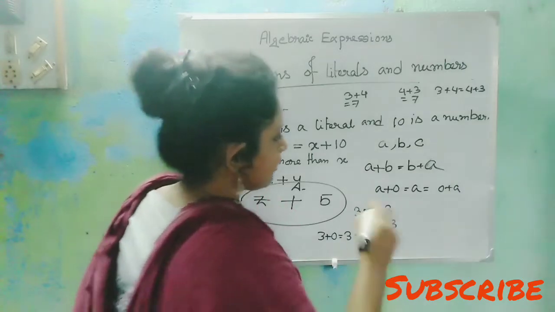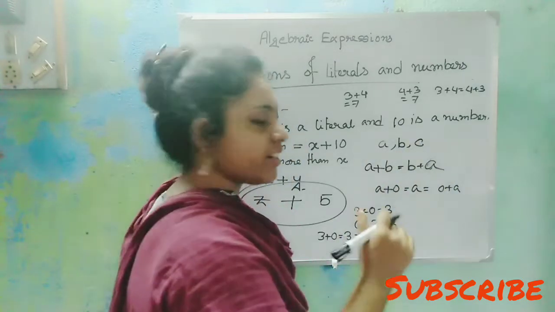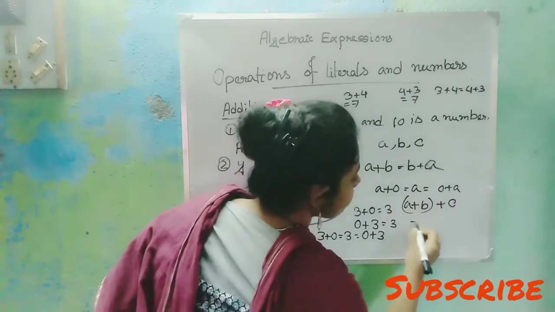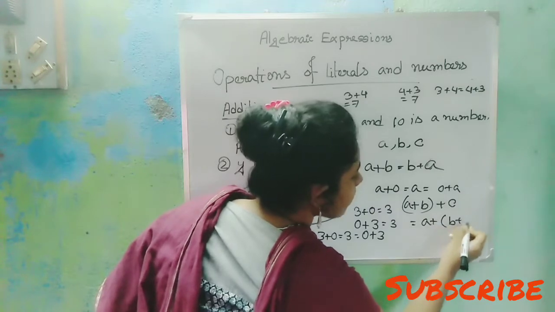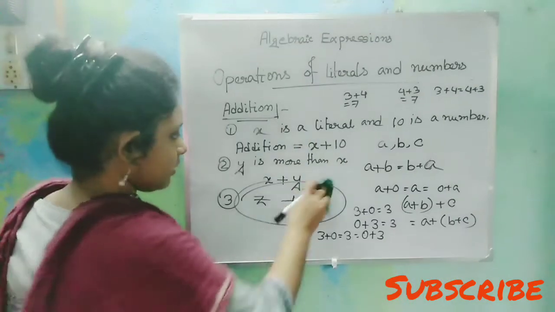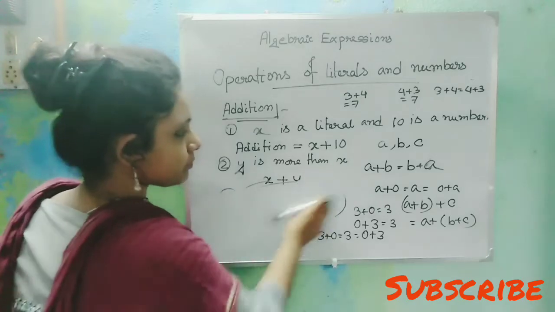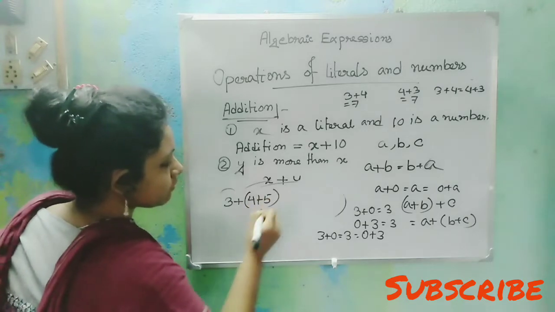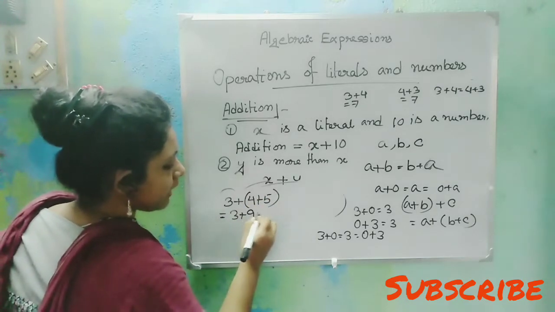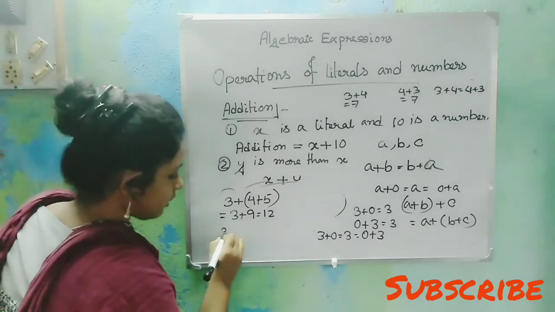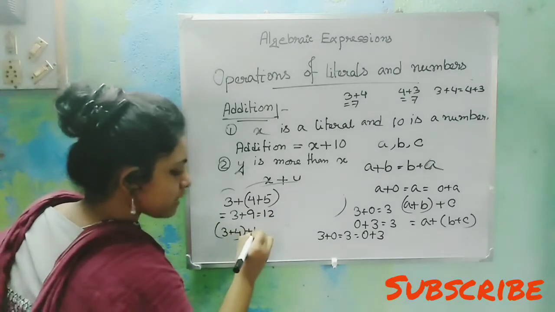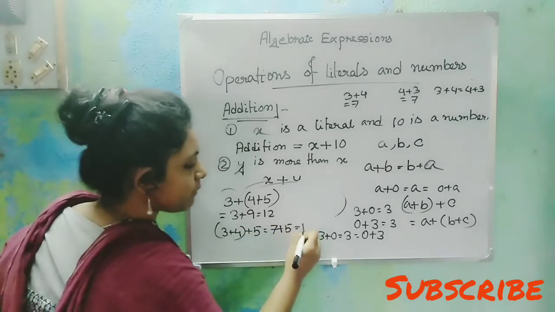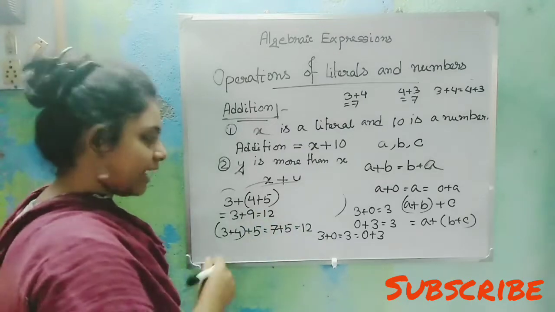Now, next, if A, B, C are three literals, we can say that A plus B plus C equals A plus B plus C. Next, in arithmetic, 3 plus 4 plus 5 equals 3 plus 9 equals 12. Again, 3 plus 4 plus 5, 3 plus 4 is 7, plus 5, 12. Same result, that is, they are equal.